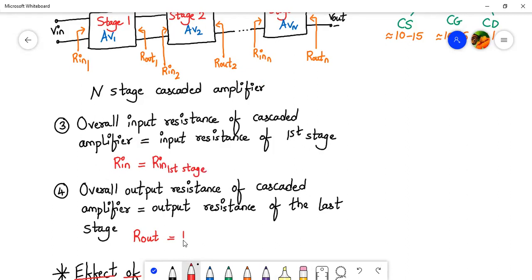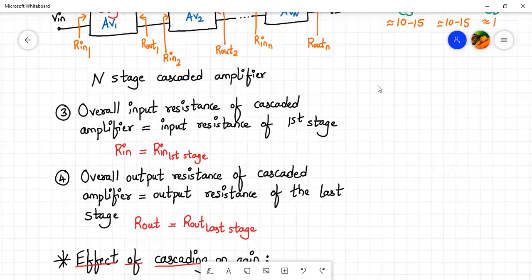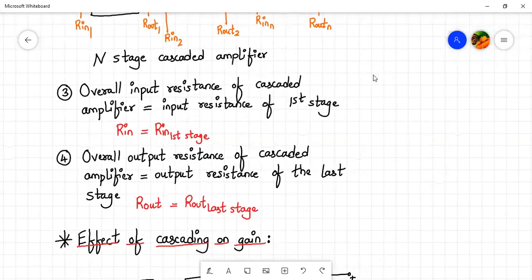Okay. And here I can write it as R out is equal to R out of the last stage. So you can also note it down in your books that R in is equal to R in of the first stage in a cascaded network, and R out is R out of the last stage in a cascaded network. Okay. So these two important concepts are there for the cascaded amplifier. I hope that you have noted down.